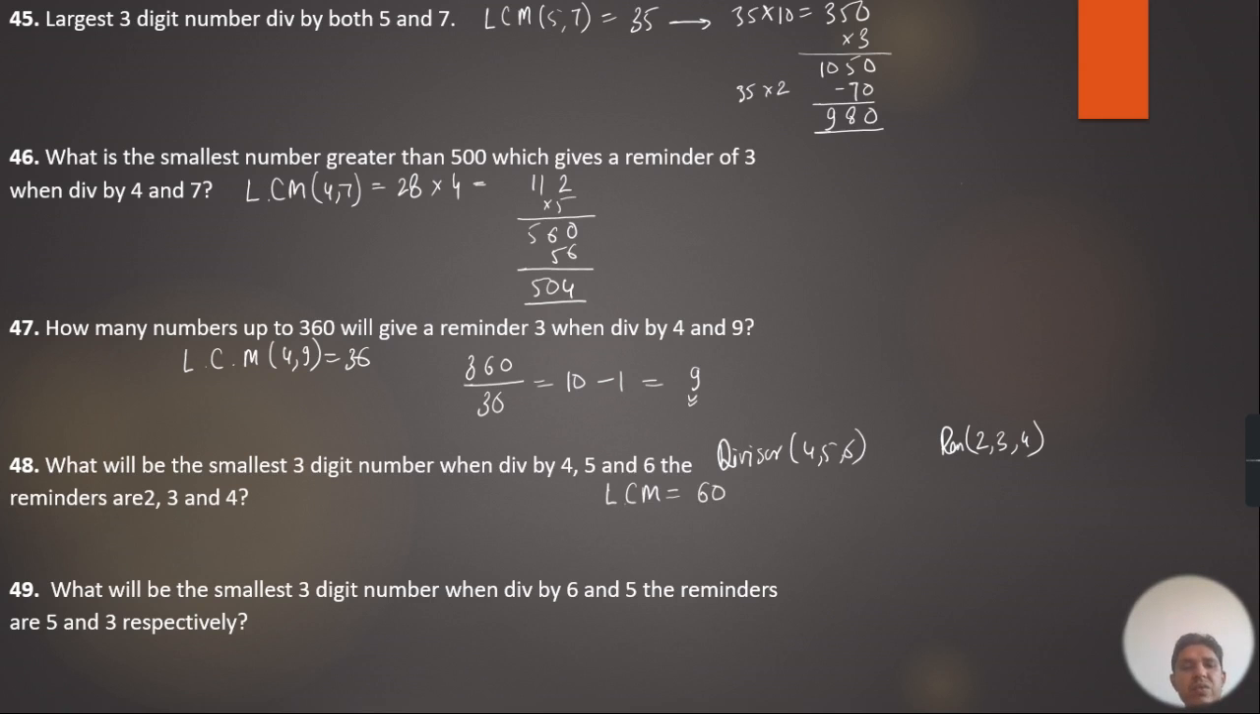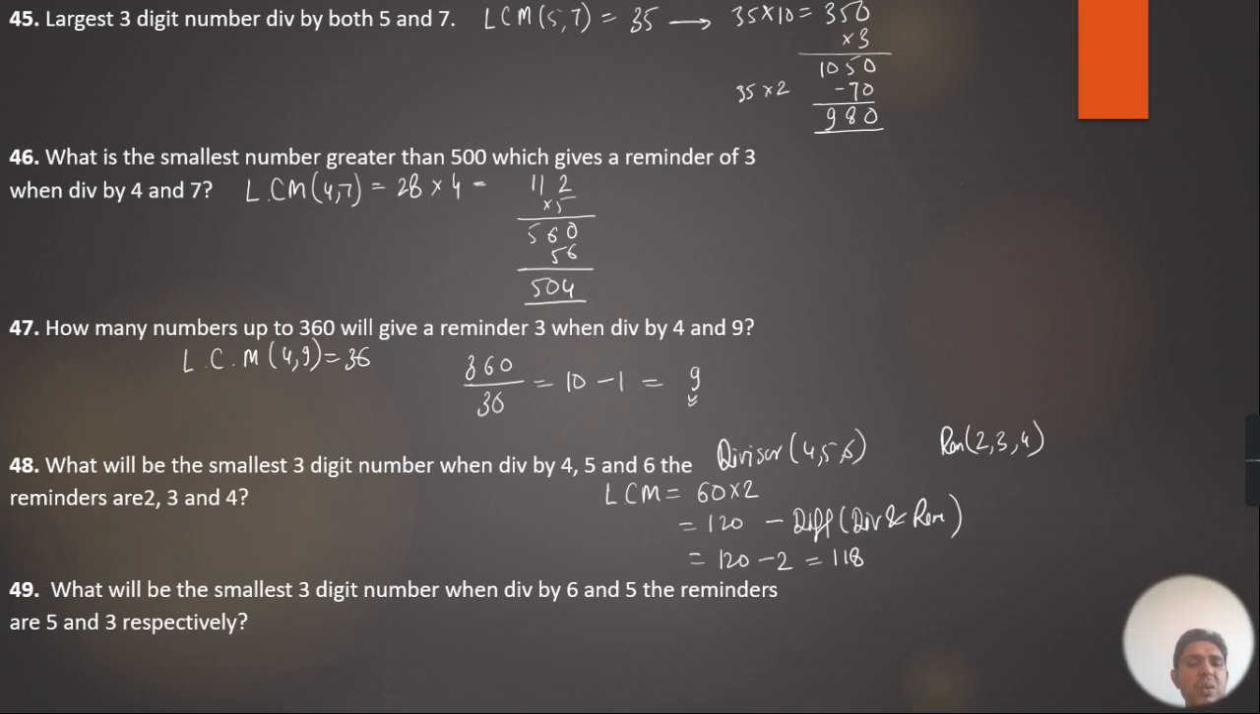And after this, what will we have to do? What is the smallest three-digit number, right? So to reach the smallest three-digit number, we will have to multiply it by 2, so we get 120, right? And the formula that I told you: LCM or any multiple of LCM minus the difference between divisor and remainder. So the difference between divisor and remainder, how much is it, students? It is 2. So we can write 120 minus 2, and hence the answer of this question will be 118, right?